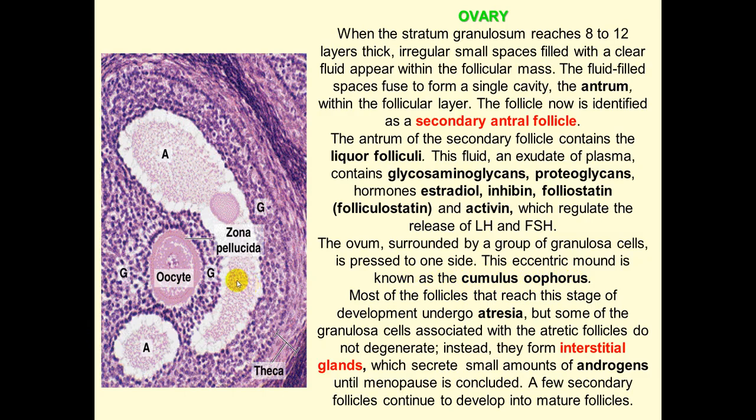Follicular cells produce not only the family of estrogen hormones, they also produce inhibin, folliostatin, and activin. And these hormones regulate the release of follicle-stimulating hormone and the second gonadotropic hormone, which is produced by the gonadotroph cells, LH hormone. Remember that it is luteinizing hormone. Luteinizing hormone.